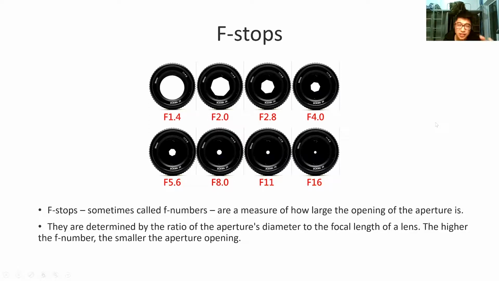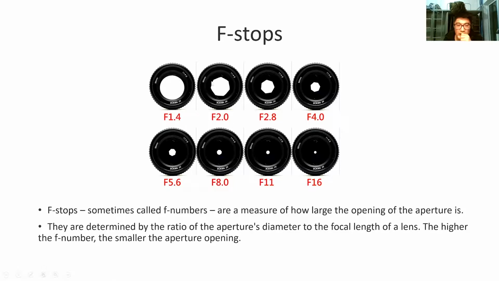We don't pay so much attention to aperture. We pay more attention to f-stops. This is more important than aperture. These are called f-stops. The form is like this: f1.4, f2.0, f2.8, something like this.